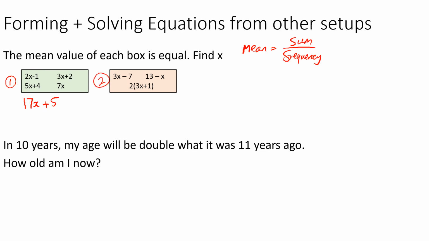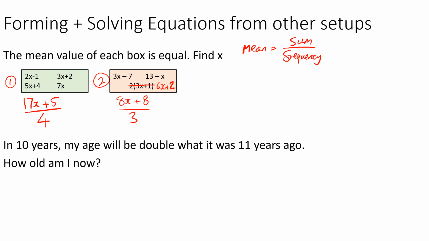Box number 2, you can do the same thing. I'd maybe not bother with 2 lots of 3x plus 1 and just expand that and say, well, that's 6x plus 2. Let's add these up. So we've got 3x plus 6x, 9x minus x takes us to 8x. And then we've got minus 7 plus 13, that's 6, plus 2 is 8. Cool. So that's our sum. About our frequency, how many are there? Well, there's 4 things in this box, 3 things in this box.